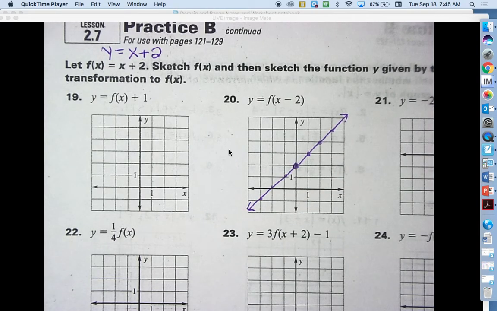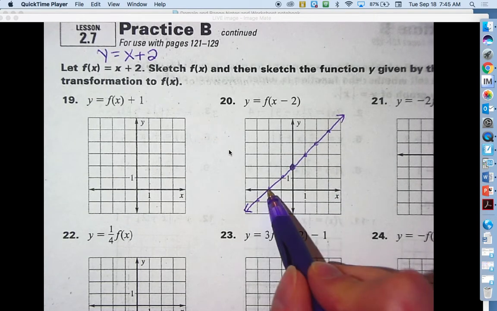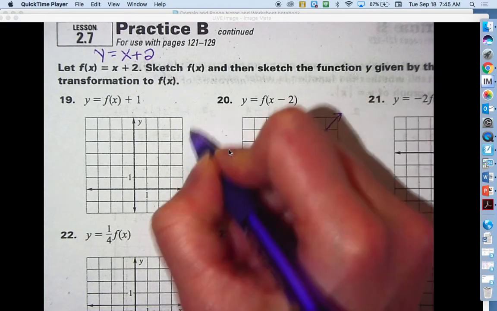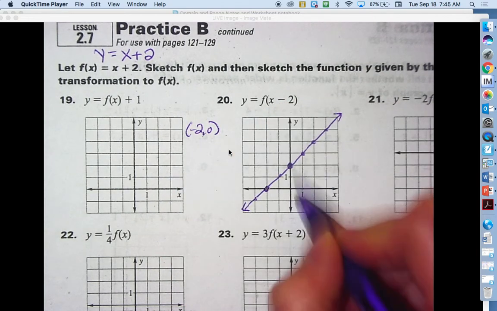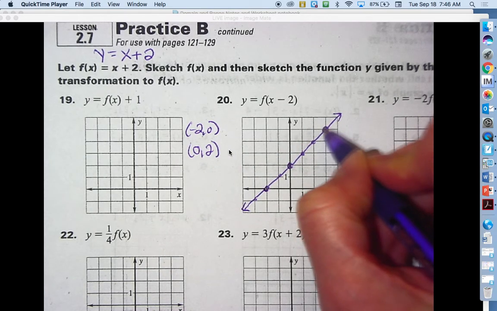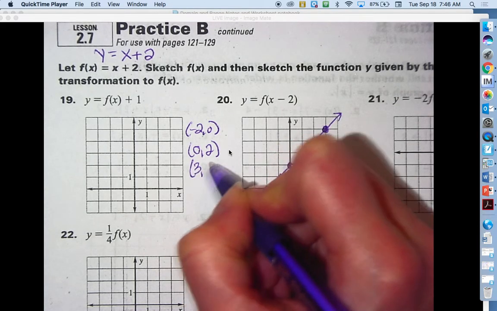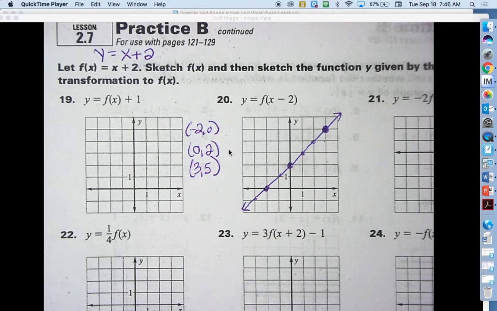So then, as we did in class, pick 3 ordered pairs from that line, because I want to see those 3 ordered pairs and the transformation to those 3 ordered pairs. So it doesn't matter which 3 you choose, just pick 3. So maybe I'll pick this one here at -2, 0. This one is at 0, 2, and then maybe I'll pick this one up here. So that's 3, 5. So that's the current line that they asked you to graph.